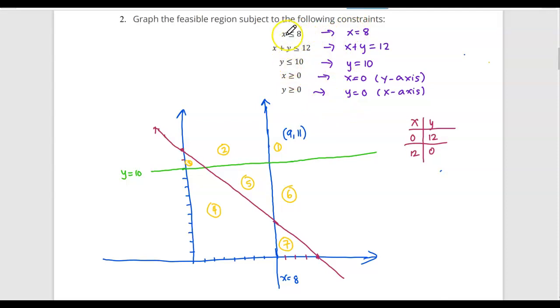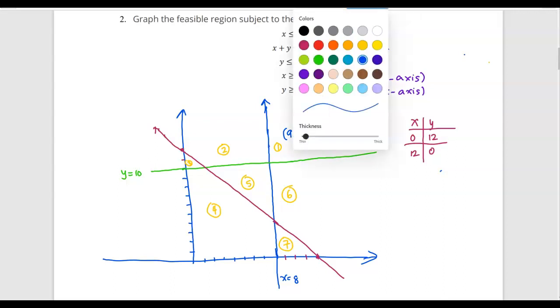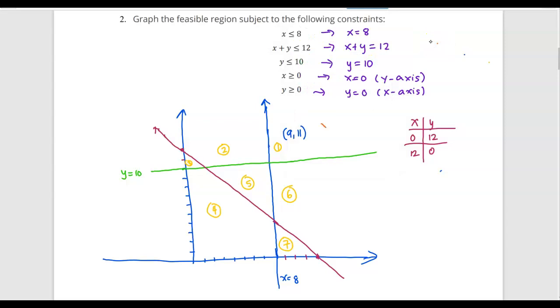So for instance, x must be less than 8. x is equal to 9, and 9 is not less than 8. So therefore, we say that this is not a feasible region. So let's X that out.